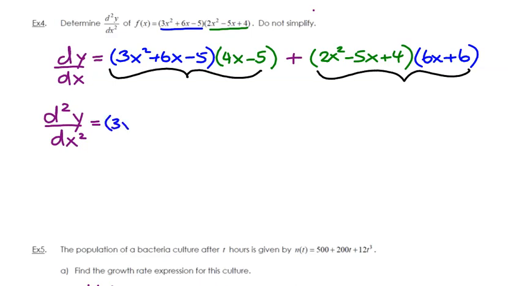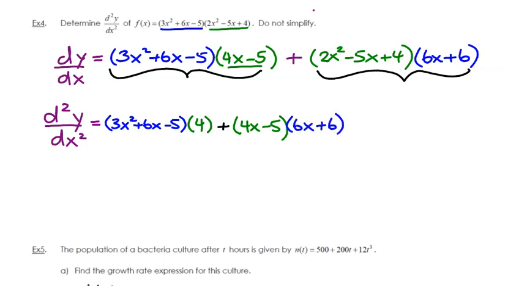Keep the first one. Okay, multiplied by the derivative of the second. So the derivative of this guy is going to be 4. All right, plus, we're going to do the same green. Don't touch it. But the derivative of the blue now. So 6x plus 6. All right. Now that guy right here is the derivative of these two.